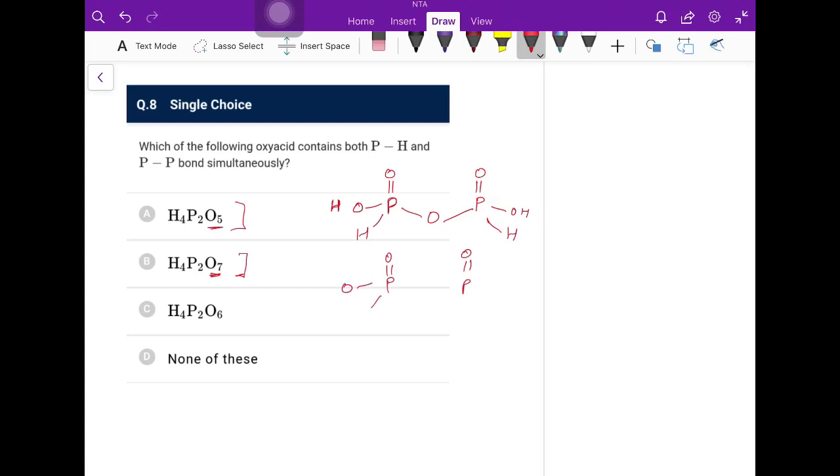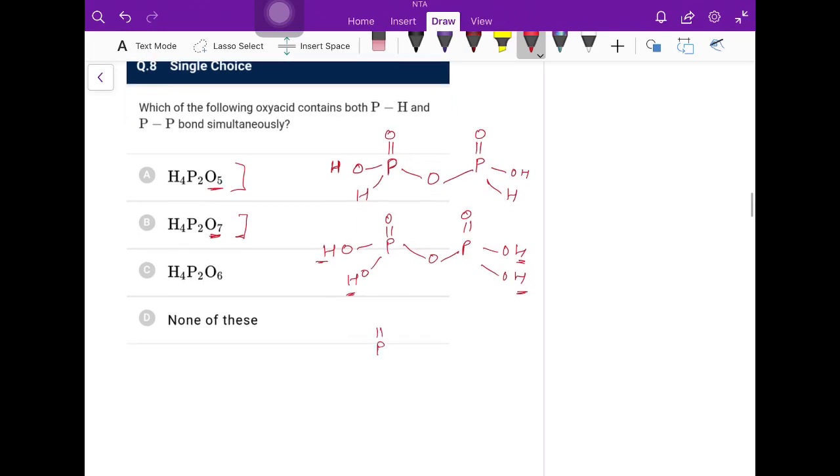So 2 OH groups this side and 2 OH groups this side. Now what? Our hydrogen has been finished. We have 4 hydrogen and we have finished the hydrogen, and 6 oxygen has been used, so only 1 oxygen is left. So this is the structure. Now H4P2O6, again P double bond O, P double bond O. So O6, again OH groups to both sides, and OH groups to both sides. So what are we left with? We are left with nothing. So just attach these bonds.